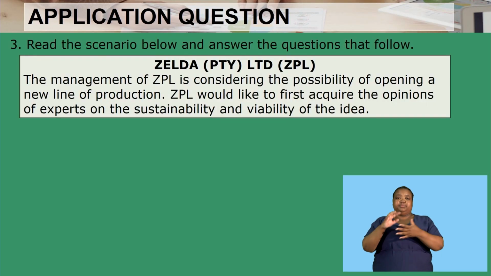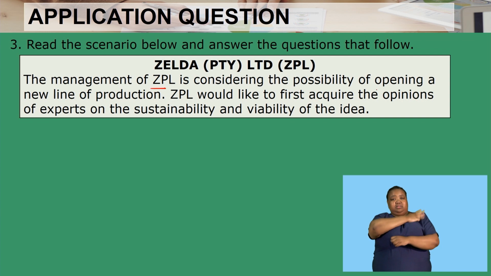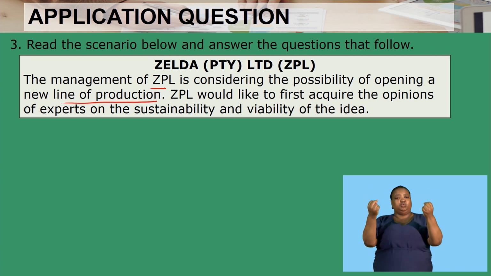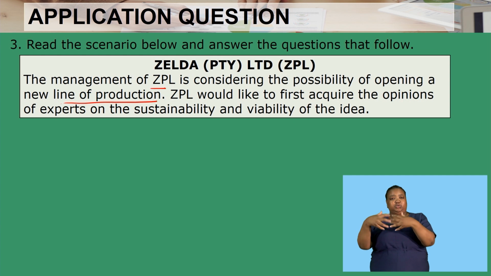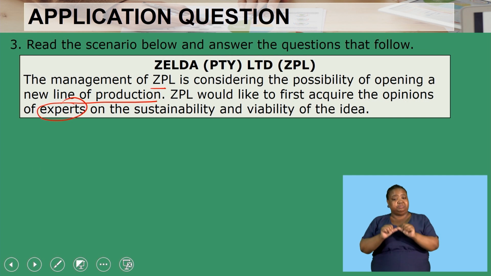We will continue with our business studies topic, problem solving and decision making. We are doing the application question. Our question says, read the scenario below and answer the questions that follow. You've got Zelda Pty Ltd, which is your ZPL. The management of ZPL is considering the possibility of opening a new line of production. ZPL would like to first acquire the opinions of the experts on the sustainability and viability of the idea. Right, let's answer the questions that follow.